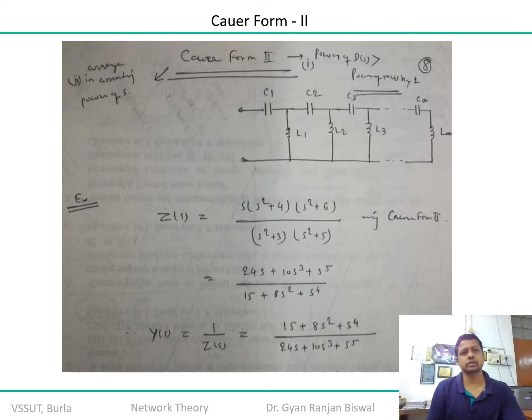So in case of Cauer form 2, what happens? As per the duality property, all the series components were inductance in Cauer form 1, so in Cauer form 2 all the series components will be capacitance. In Cauer form 1, all the shunt components were capacitance, and the dual of capacitance is inductance, so in Cauer form 2 all the shunt components will be inductances. Right? I hope this is clear.